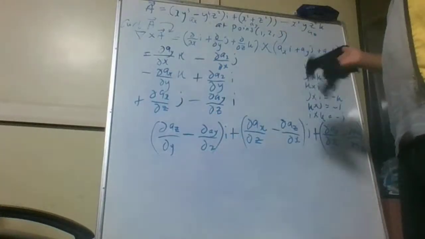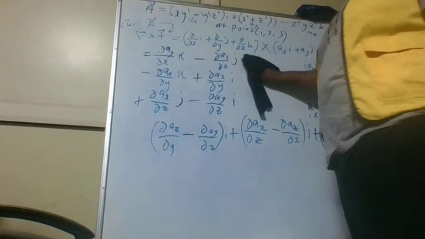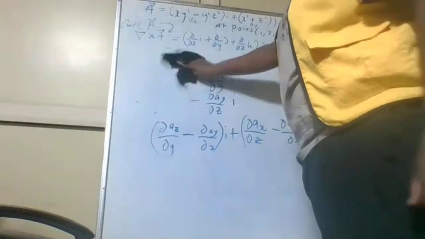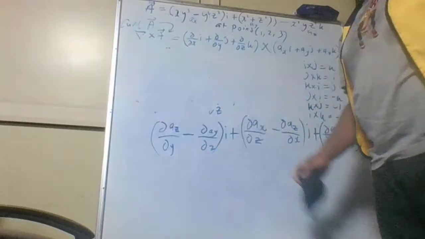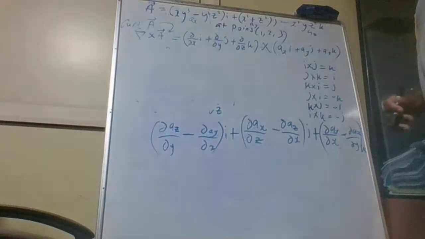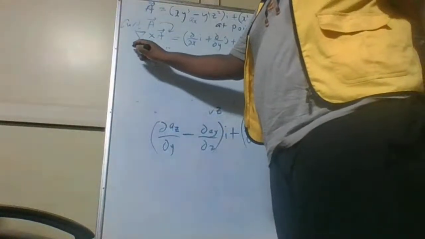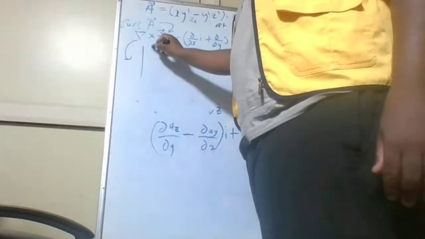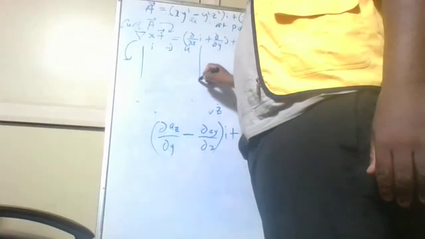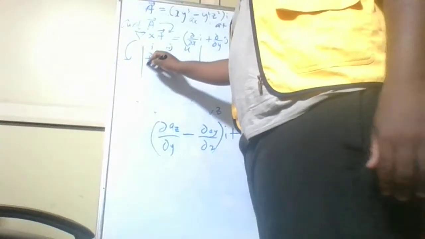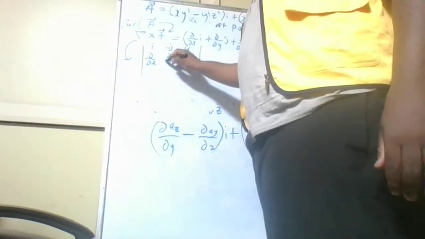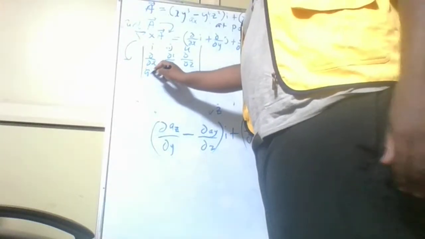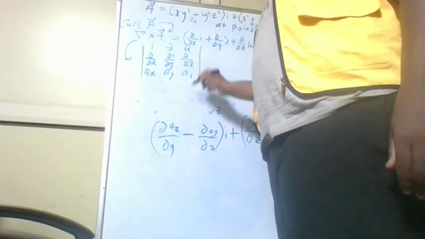Now let me show you how you get it using the normal, what do you call that thing? Matrix method. You still get the exact same result. But in the matrix method, you have this now equal to the determinant of i, j, k, partial x, partial y, and partial z. You have ax, ay, and az.